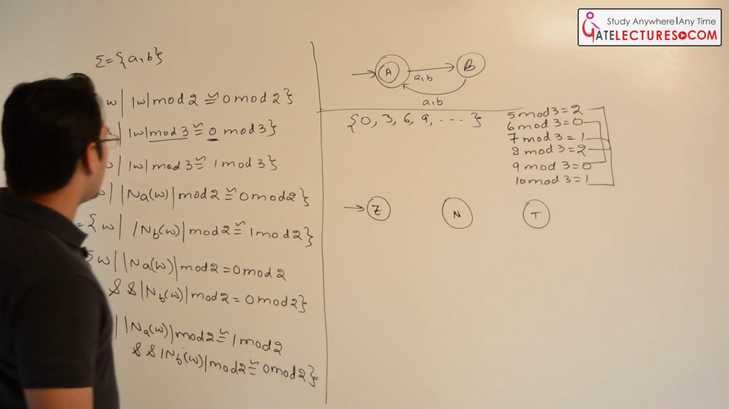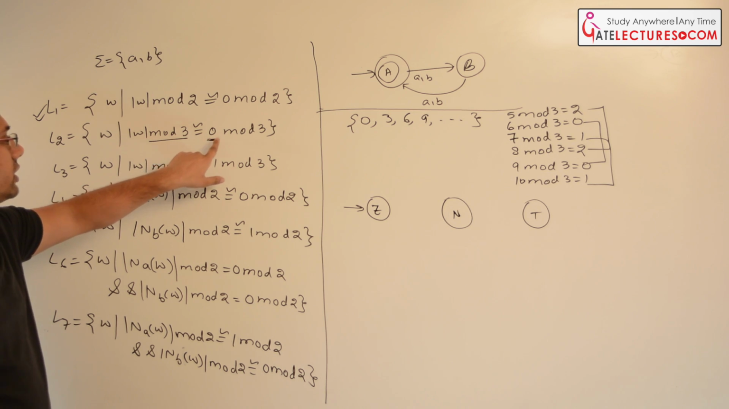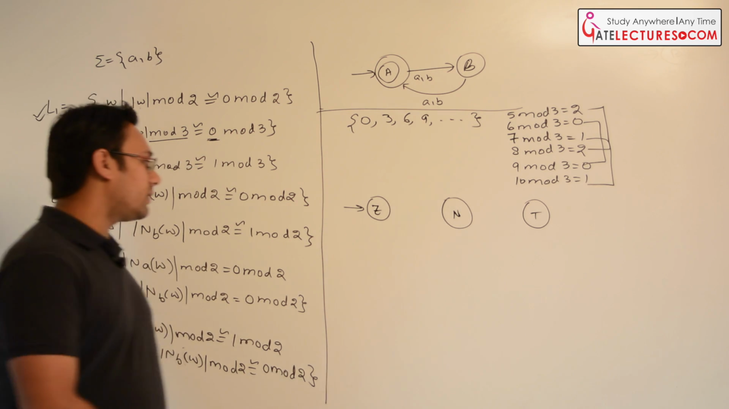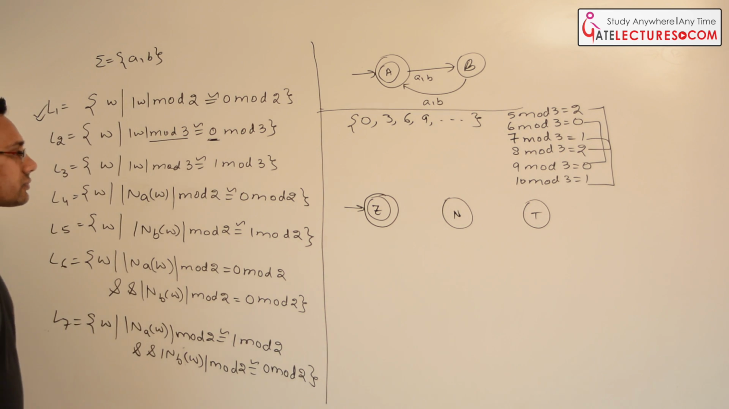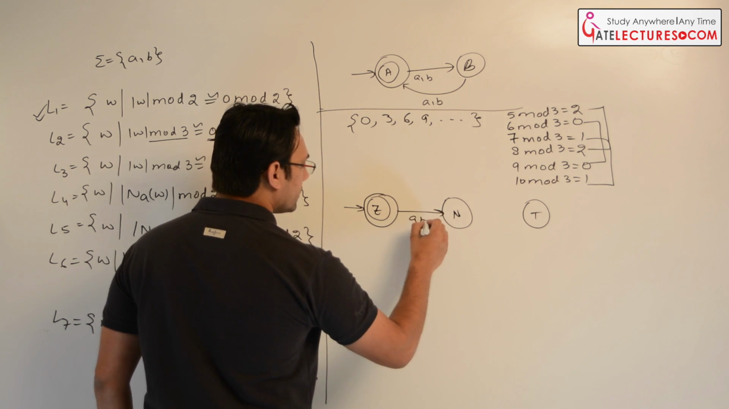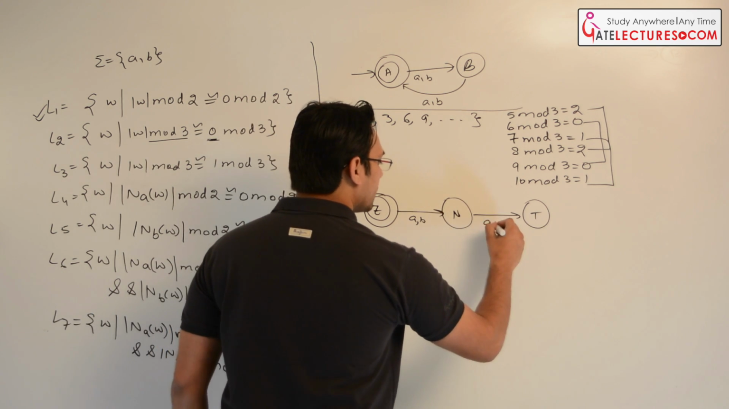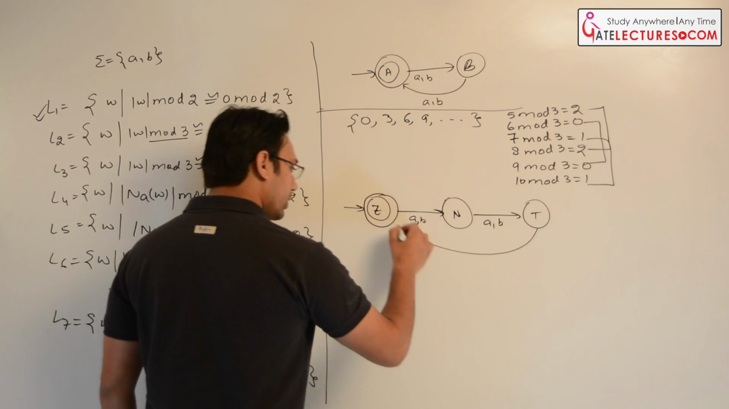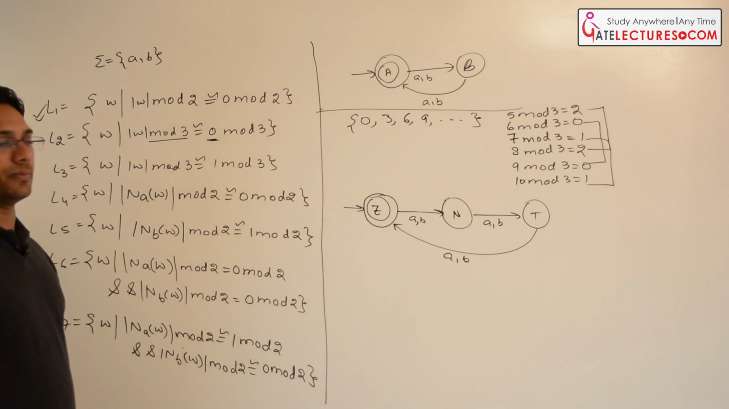Okay, and we want to say that if we divide the length of the string by 3, then the remainder should be congruent to 0 mod 3. The remainder should always be 0. That means if we want a remainder 0, then we have to make this state a final state. This state will be the final state. Fine. Now, if we get a single A or B, then the string length will be 1, so the remainder will be 1. If we get another A or B, then the string length will be 2, and the remainder will be 2. If we again get a single A or B, then the string length will be 3 and the remainder will be 3, and so on.